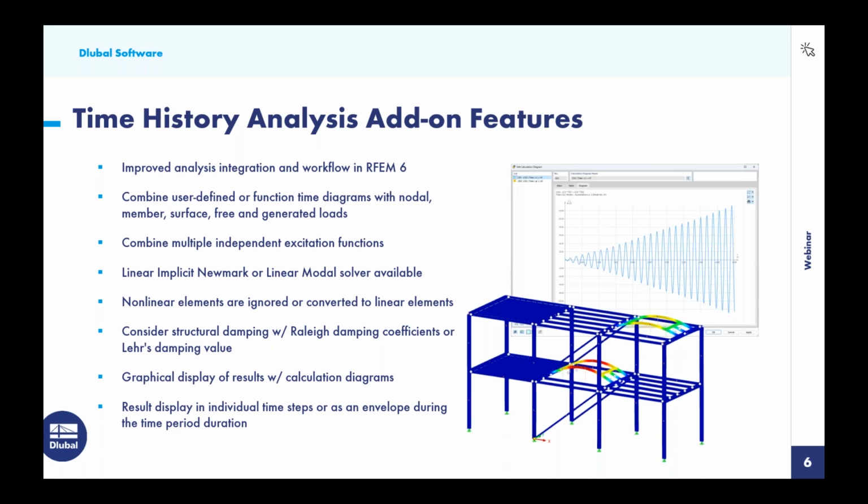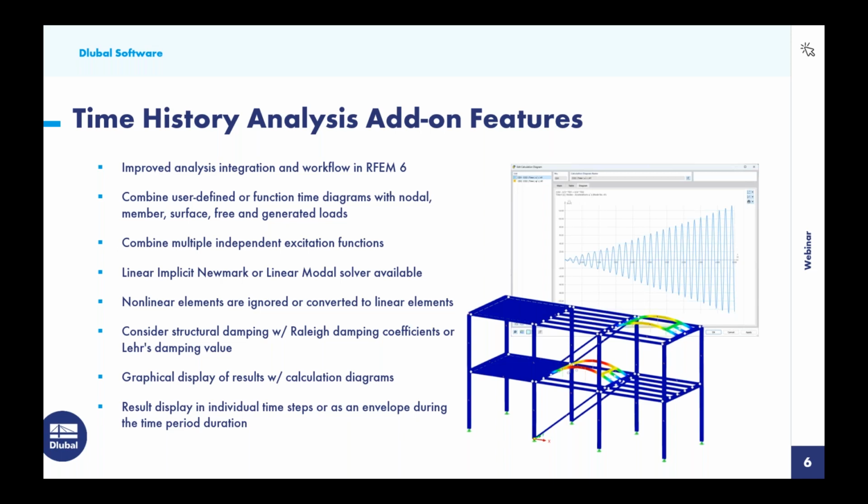We do offer the linear implicit Newmark or the linear modal solvers. And it should be known that currently in the program all nonlinear elements for a time history analysis are going to either be ignored or converted to linear elements. So for example, if you have failure in uplift for a support condition, this will simply be converted to a standard support for that dynamic analysis. Same concept with a nonlinear tension-only member. Internally, this will automatically be converted to a truss element.